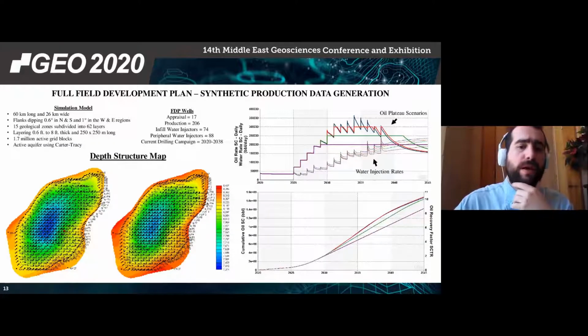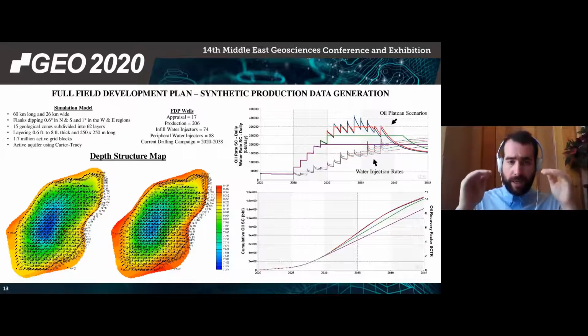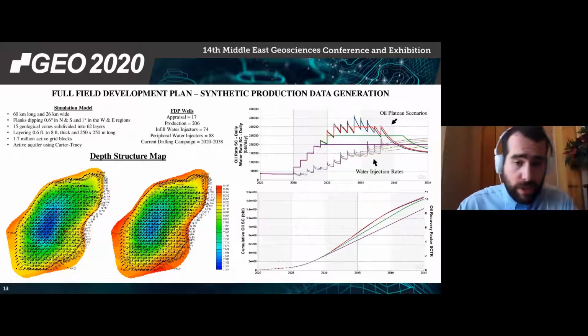But then I also ran 3 different and actually more oil plateau scenarios. So the red, the green, and the purple, where I'm now trying to stabilize the plateau with the simulator, trying to choke back wells and manipulating their performance in such a way to try to flatten that curve out. And then we're going to select one of those cases as our truth case.